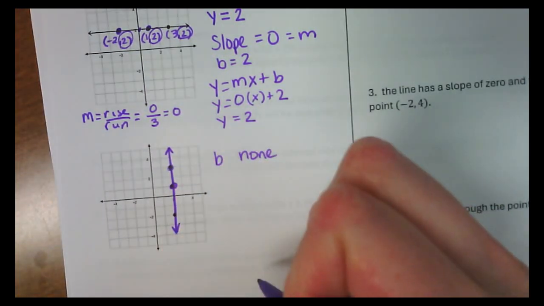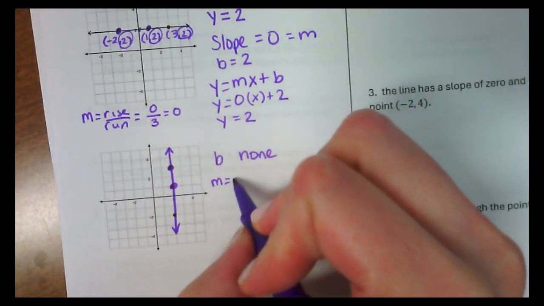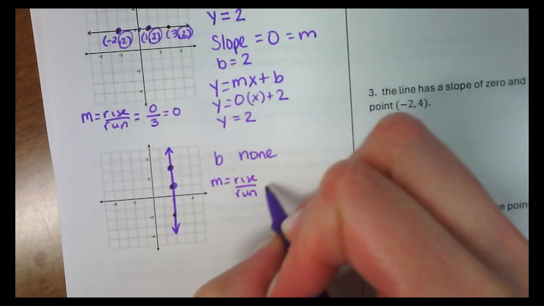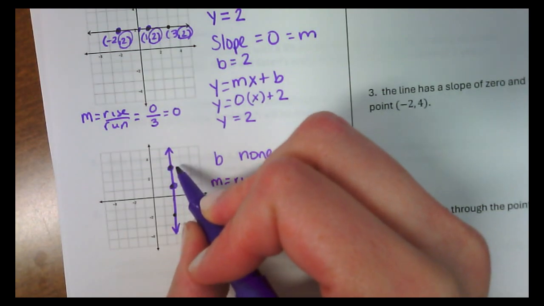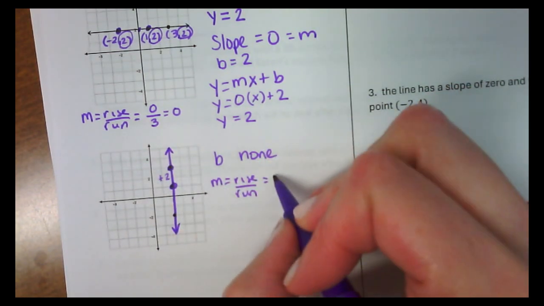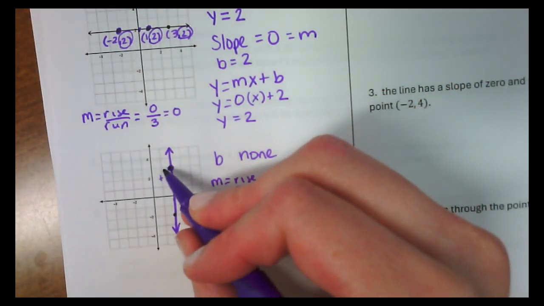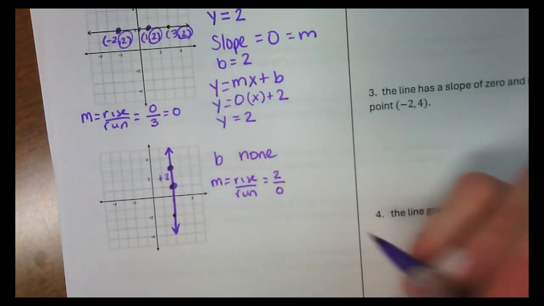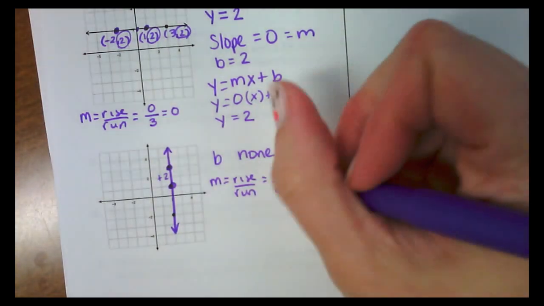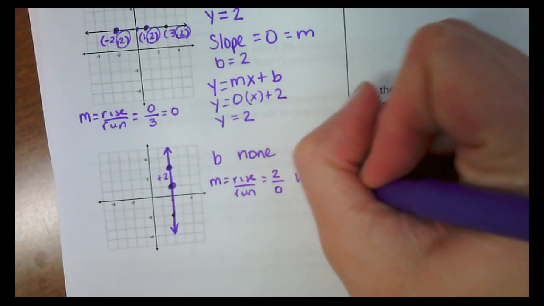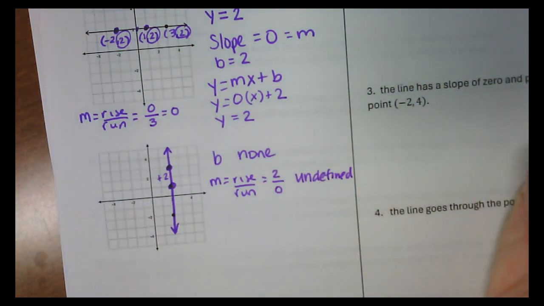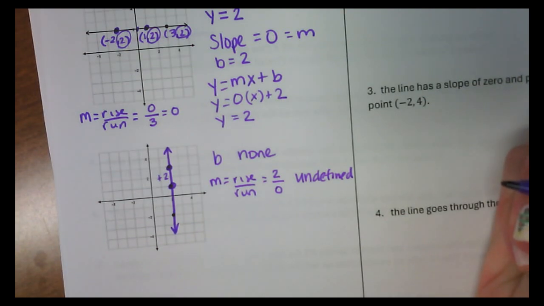For my slope, if I try to figure out my slope and I want to go from this point to this point, and I want to do rise over run, I would rise 2, and I don't run, I don't go left or right at all, so 0's in the bottom. When 0's in the bottom, that's undefined. We can't divide by 0. So this has an undefined slope. Okay, every vertical line has an undefined slope.